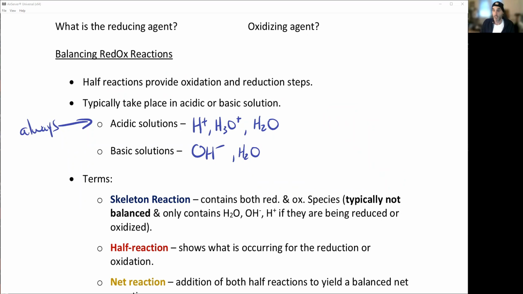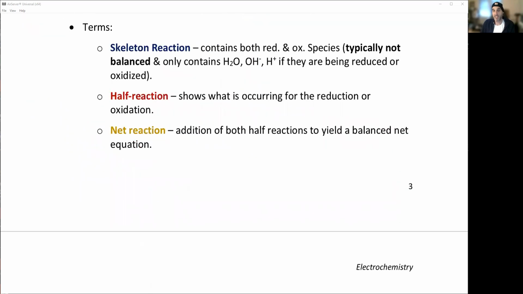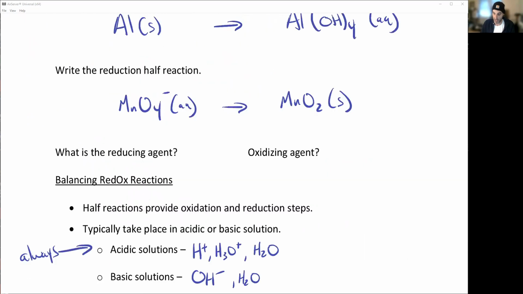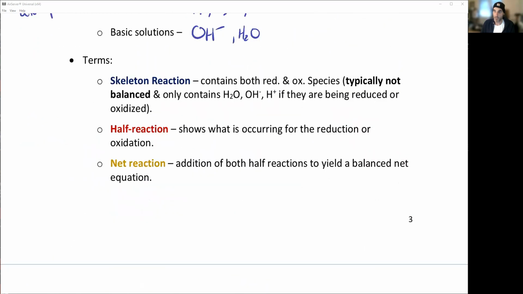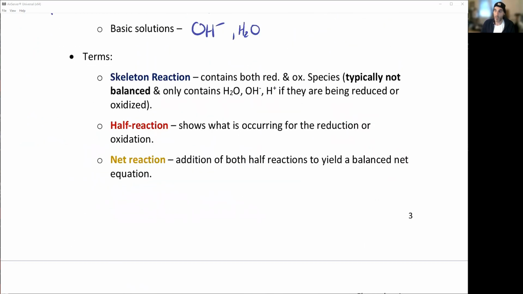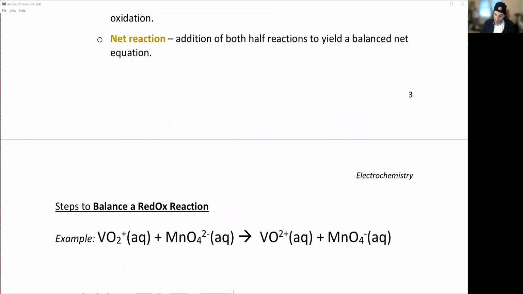It makes water. So we're going to have a skeleton reaction, which is what we have before we start writing anything. Then we are going to add parts of the acid. Then we're going to write out that half reaction, which is going to contain electrons, and then the net reaction when we add them together. So let's take a look.